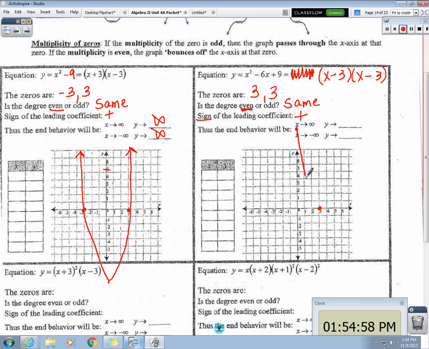Now, let's talk about something. See how this one comes down and hits the x-intercept but doesn't pass through it? This is called a bounce. See how over here they went right through the x-axis, but over here it's like it comes down, bounces off of it, and goes back up? That bounce occurred because of this multiplicity, because there were multiples. There were 2 of those.